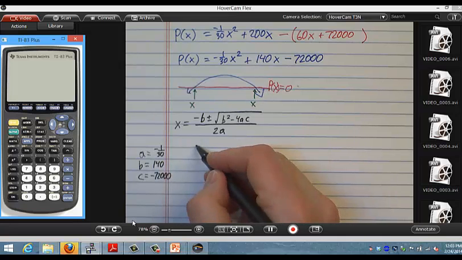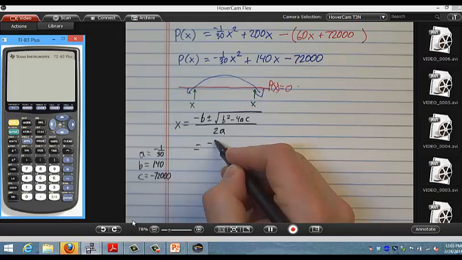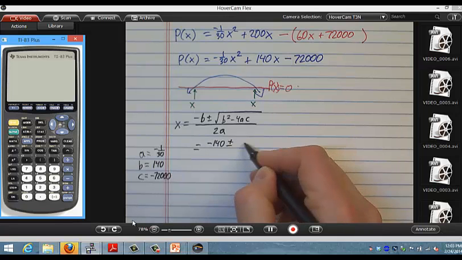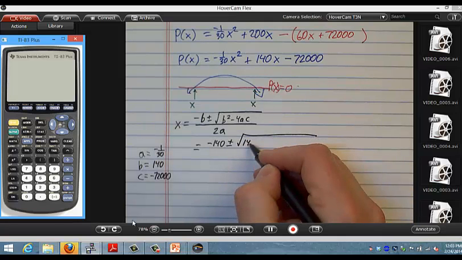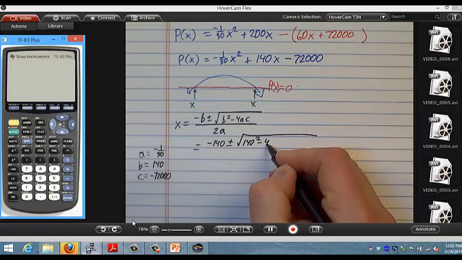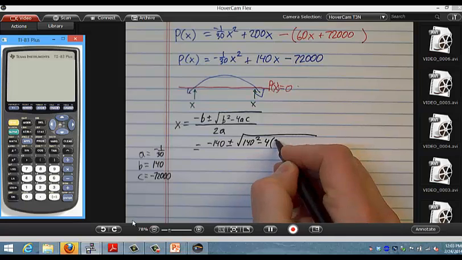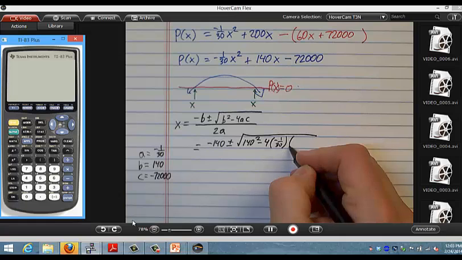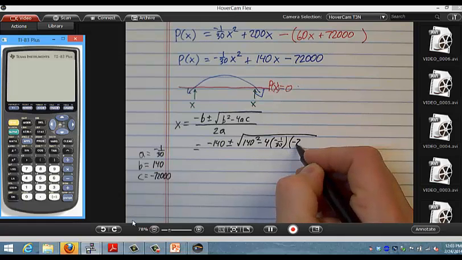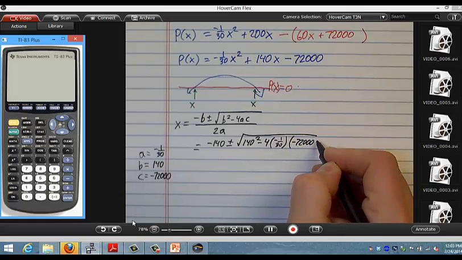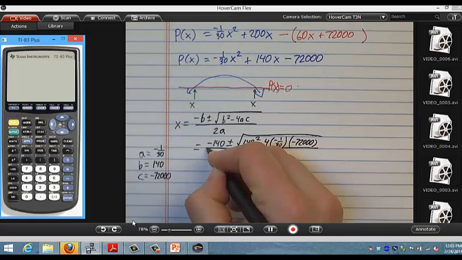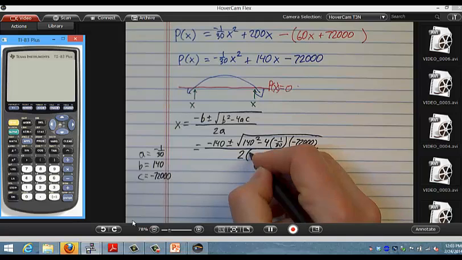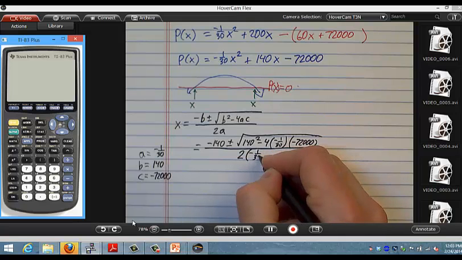So you get, let's see, negative 140 plus or minus square root of 140 squared minus 4 times negative 1 over 30 times negative 72,000, all over 2 times negative 1 over 30.